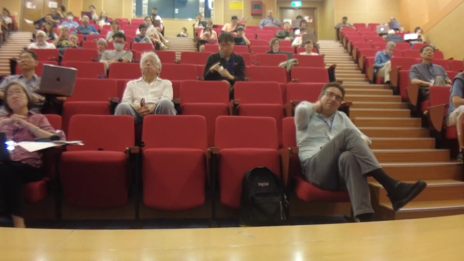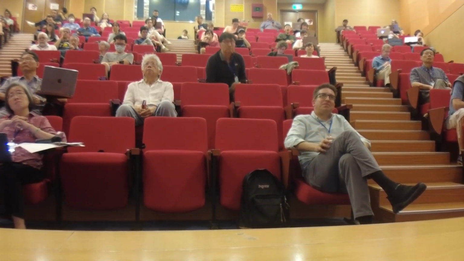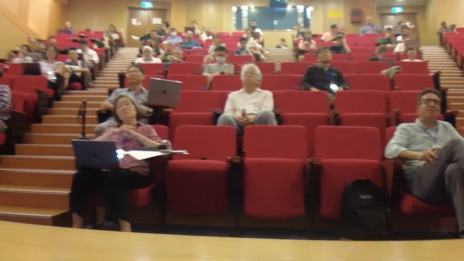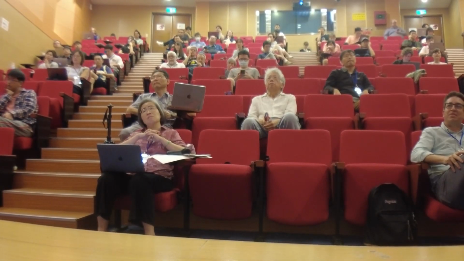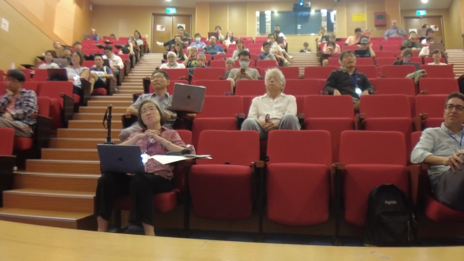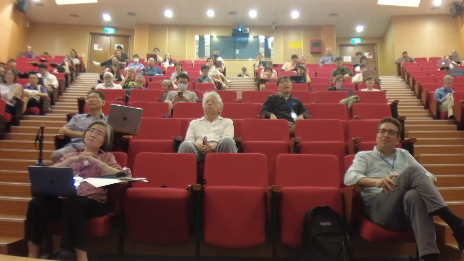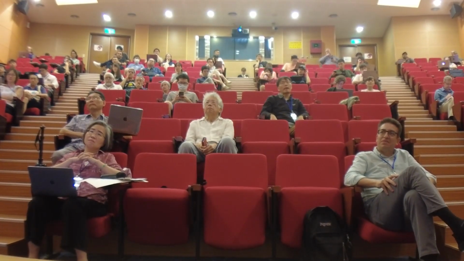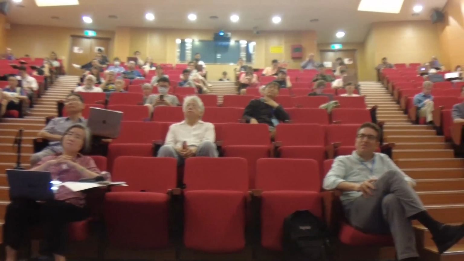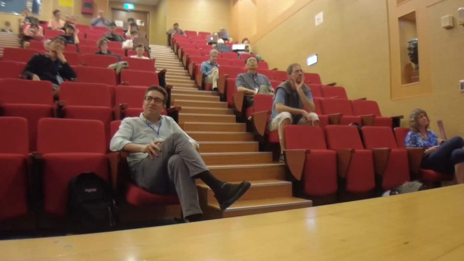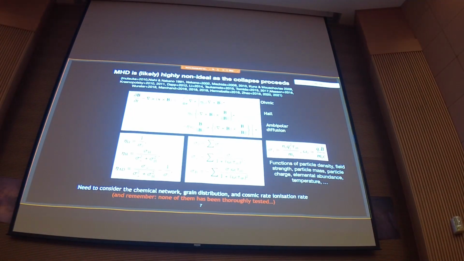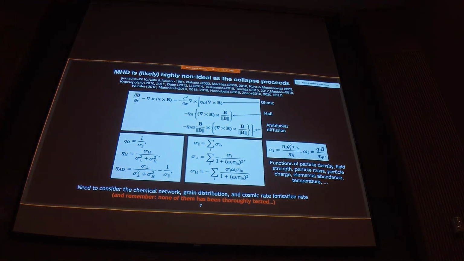Whether you start with the parallel or anti-parallel configuration, you always finish with the anti-parallel configuration, where you have a stable, rotationally supported disk, and this is actually governed by the ambipolar diffusion. So eventually, we will have a disk size that is comparable to what you get if you perform simulations with ambipolar diffusion only. And here are the scary equations, and we won't go into details.